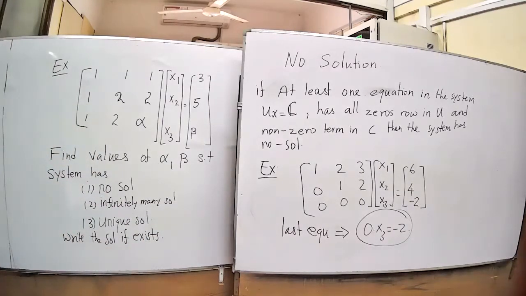So here is the problem. You are given a system. You are asked to find the values of alpha and beta such that the system has no solution, infinitely many solutions, and a unique solution. And you are asked to write down the solutions if they exist.